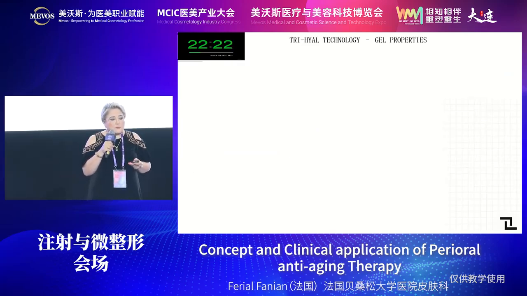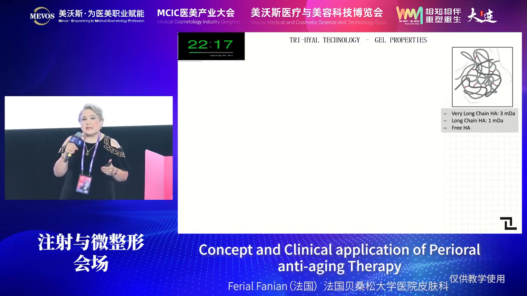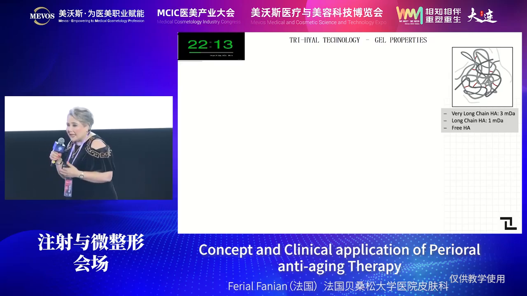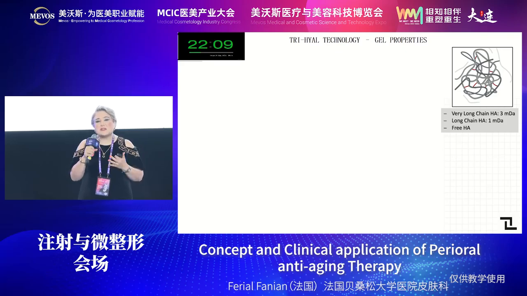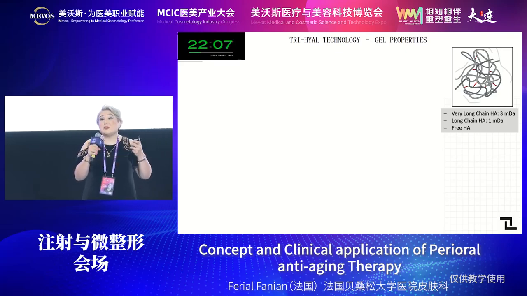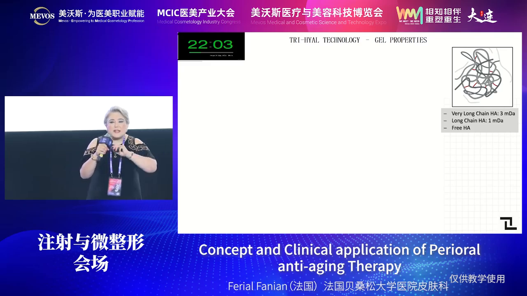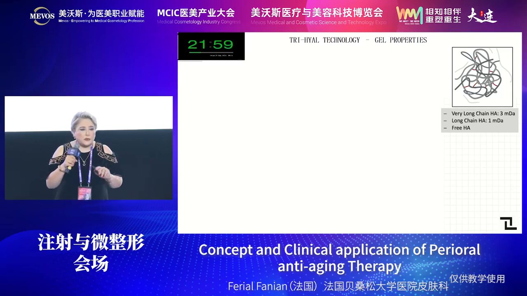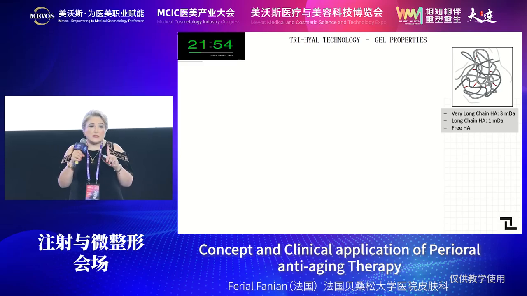So, what about the Tri-Hyal technology? The Tri-Hyal technology is one of the methods to have injectable HA. It is the entanglement of three types of hyaluronic acid. The very long chain, that is 3 million Dalton. You can never find 3 million Dalton in other products. The long chain, that is 1 million Dalton.